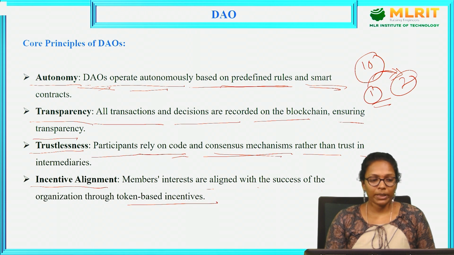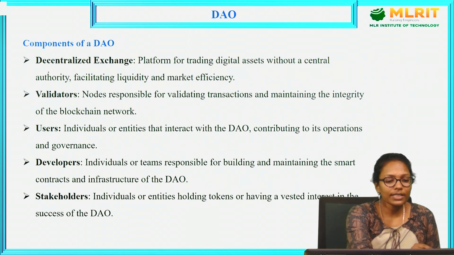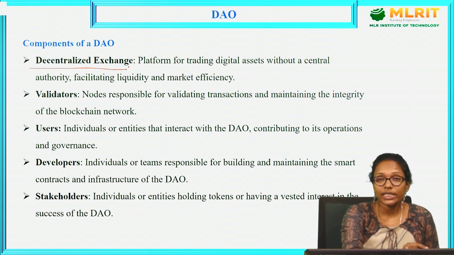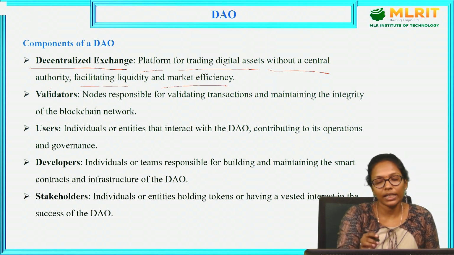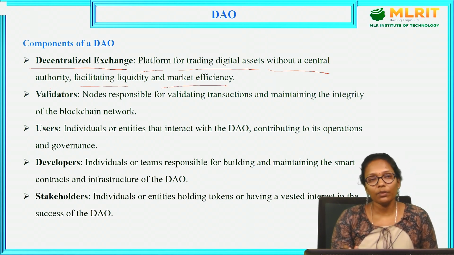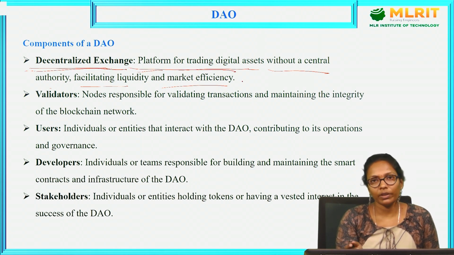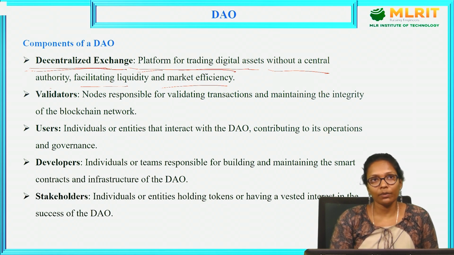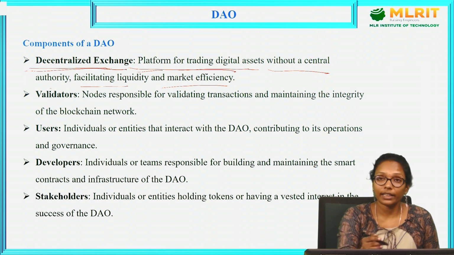So these are all main principles of DAOs. And coming to the components of DAOs. So one is decentralized exchange. A decentralized exchange is a platform for trading digital assets without a central authority, facilitating liquidity and market efficiency. So it is a platform to run our DAOs. It is a platform for operating our DAO organization. We are using this decentralized exchange to exchange the currency.